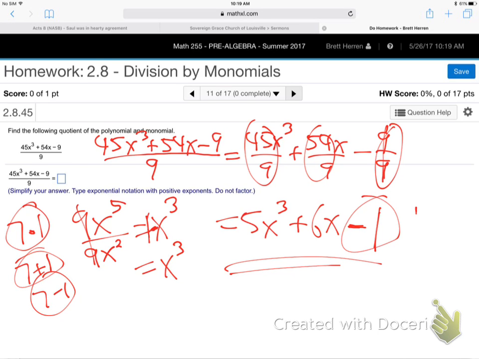So 9 over 9, or anything over itself, is always 1. It's just a matter of whether we care, whether it's important to show it. So for multiplied ones, it doesn't matter. Added, subtracted ones, it does, because they make a difference, don't they? Multiplying by 1 does nothing. Adding 1 or subtracting 1 changes numbers.